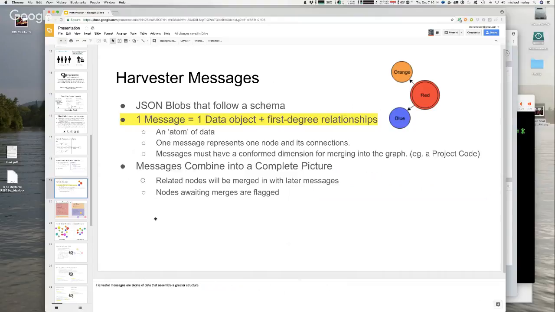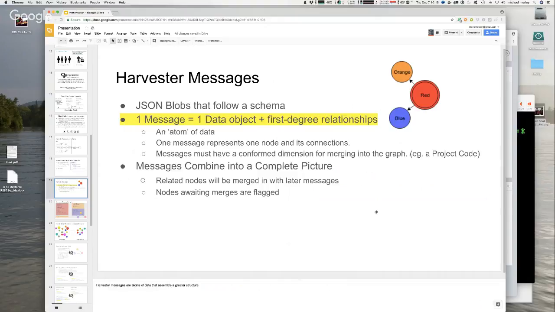So we came up with a message pattern for carrying along what we call atoms of data. So these messages are JSON blobs. One message represents one data object from one source system and all of its first degree relationships. So you can sort of visualize it like this little graph pattern here, where this message has the red node, all its information, and stores the fact that it's related to orange and blue. So the idea here is that we mine source systems. We break all the data in those source systems up into atoms, and when we send those atoms across the wire, they will combine and make a complete picture in Neo4j.